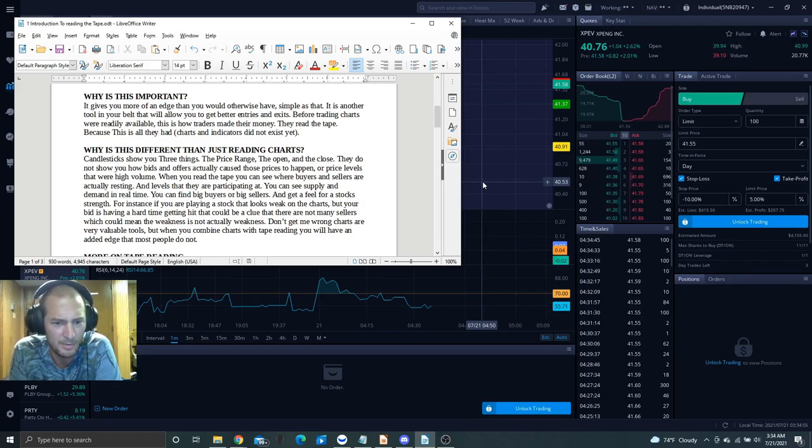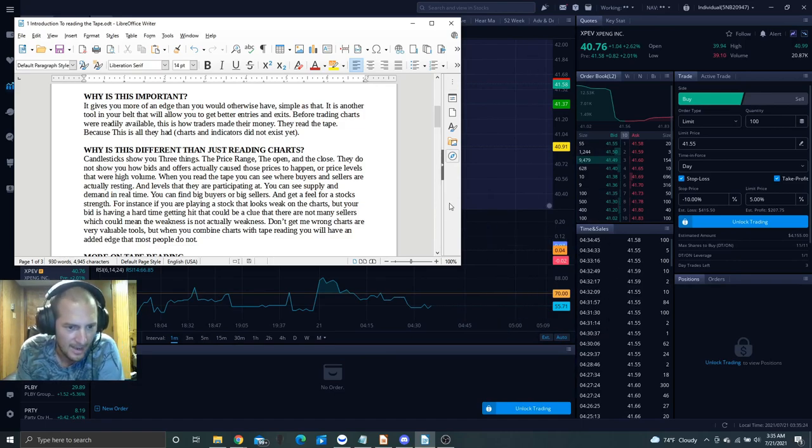When you read the tape, you can see where the buyers and sellers are resting. You can see levels that they're participating at. You can see supply and demand in real time. You can find big buyers or big sellers and get a feel for a stock's strength or weakness. And if you're playing a stock that looks weak on the charts, but your bid is having a hard time getting hit, it could be a clue that there's not many sellers, and you can actually see where those sellers are sitting. And the weakness that's showing on the chart could actually not be a weakness at all.